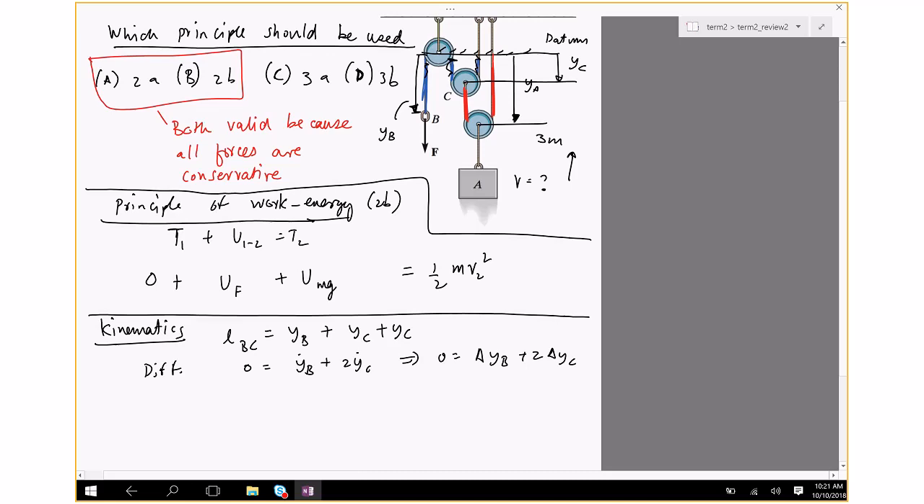I need to find a relation between C and A and then connect A and B. So the length of the cable on C and A, the one shown in red, is YA. That's the right side part of A, and the left side part is going to be, what's this going to be? YA minus YC.